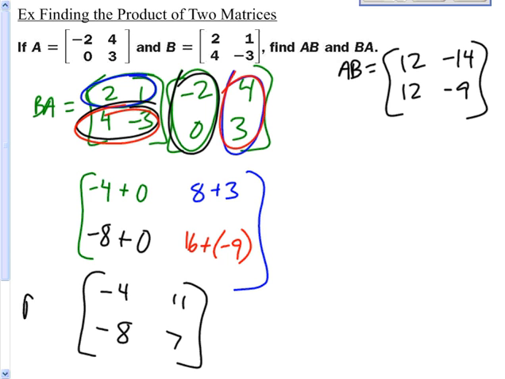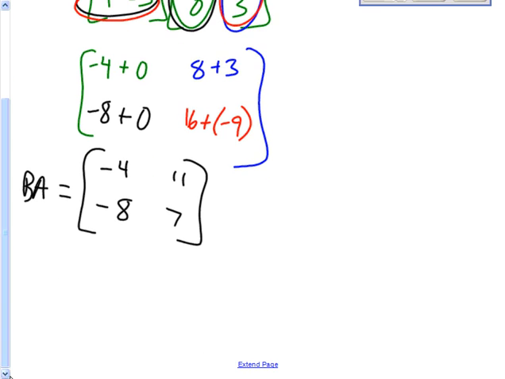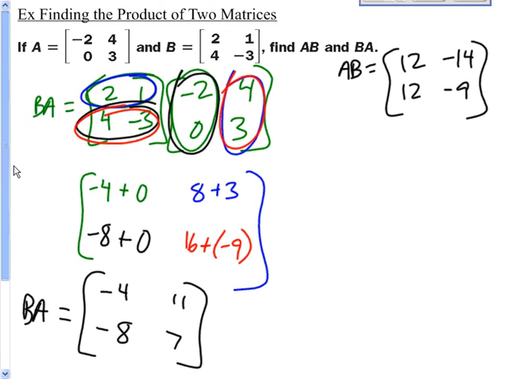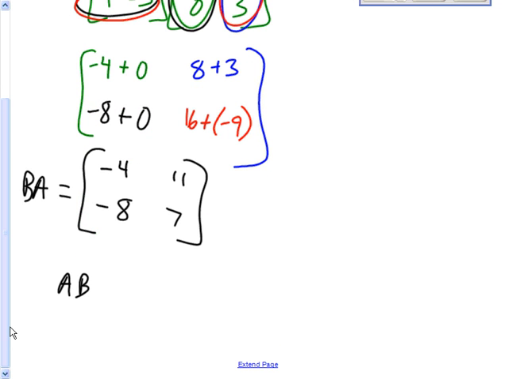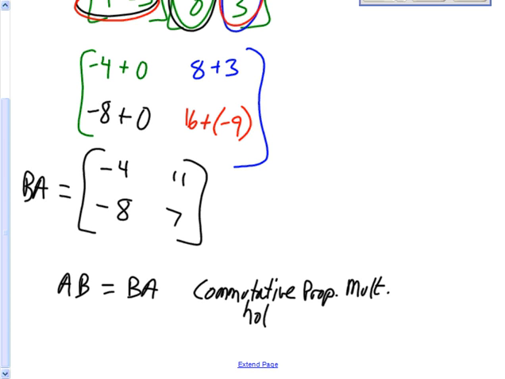Now, this is BA. So this is asking us to compare matrix A times matrix B, which is up here, that 12, negative 14, 12, negative 9. Is that the same thing as BA? So it's asking us, does the commutative property of multiplication hold in matrices? Well, we just proved that it does not with one example.